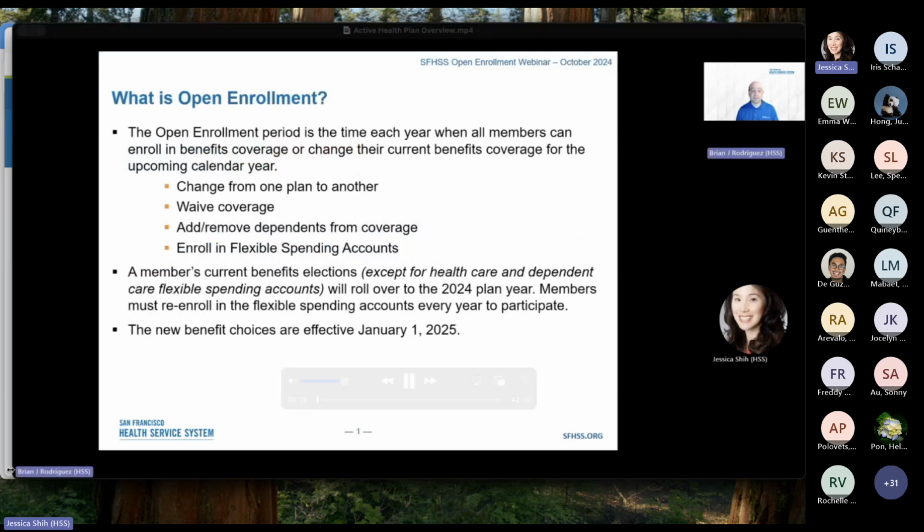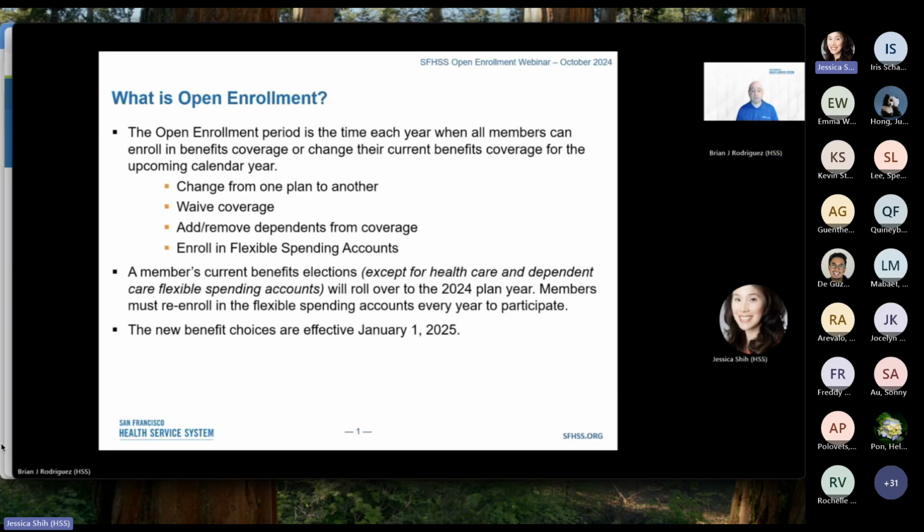The open enrollment period is the time each year when all members can enroll in benefits or change their current benefit coverage for the upcoming calendar year. During this period, you can change from one plan to another, waive your coverage, add or remove dependents from coverage, and enroll in flexible spending accounts. If you do nothing, your current benefit elections will roll over to the next plan year. However, flexible spending accounts do not roll over. Eligible members must re-enroll in the flexible spending accounts every year to participate. All new benefit choices are effective January 1st, 2025.